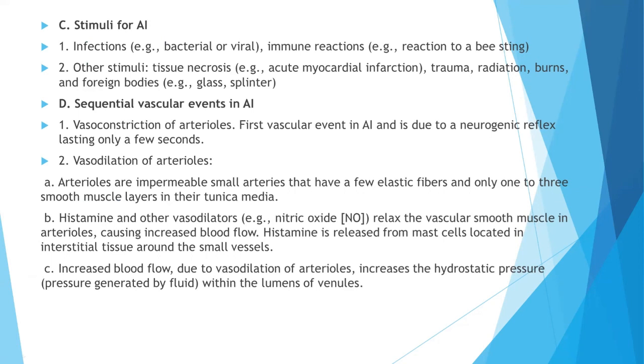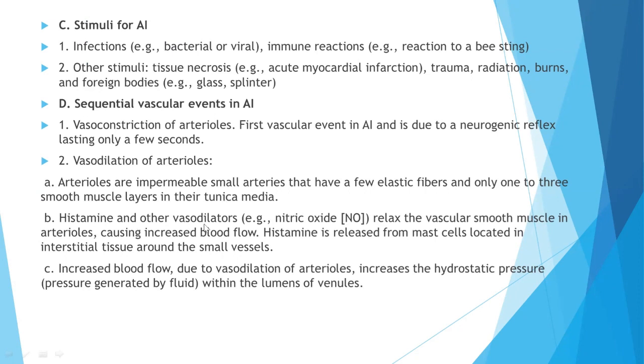Now, what are the sequential vascular events in acute inflammation? Number one, there is vasoconstriction of arterioles. The first vascular event is due to the neurogenic reflex lasting only a few seconds. After that, there occurs vasodilation of arterioles. The arterioles are impermeable, small arteries that have a few elastic fibers and only 1 to 3 smooth muscle layers in the tunica media.